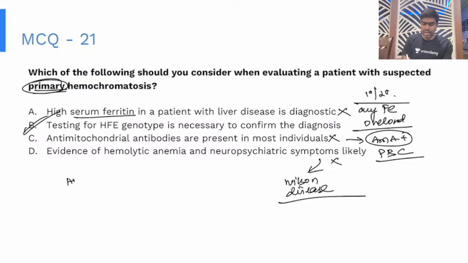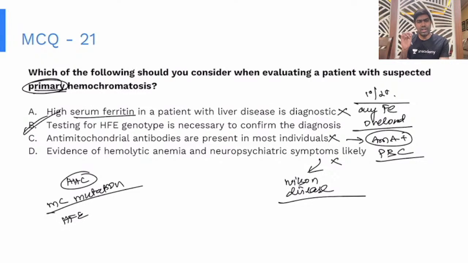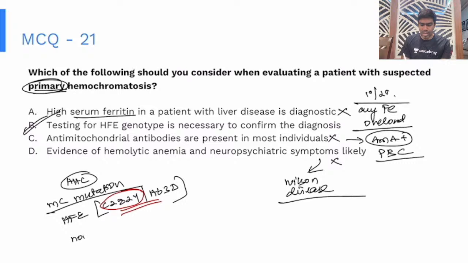When you talk about hereditary hemochromatosis, the most common mutation that you're going to encounter is the HFE gene mutation. And in the HFE gene, you have two types. One is the C282Y mutation, and the second one is the H63D mutation. These are the two mutations you're going to encounter in patients with hereditary hemochromatosis. And if they ask you the most common, it is the C282Y gene mutation. And we have non-HFE gene mutations also. These are rare, not common.